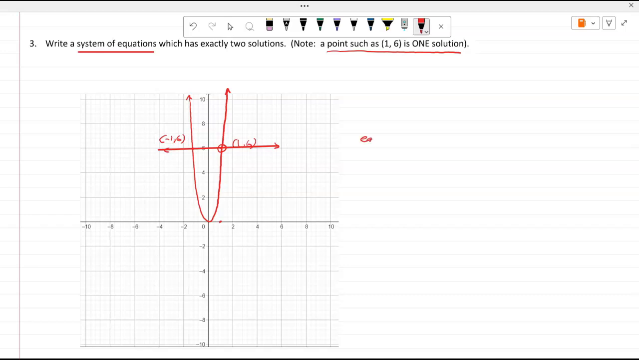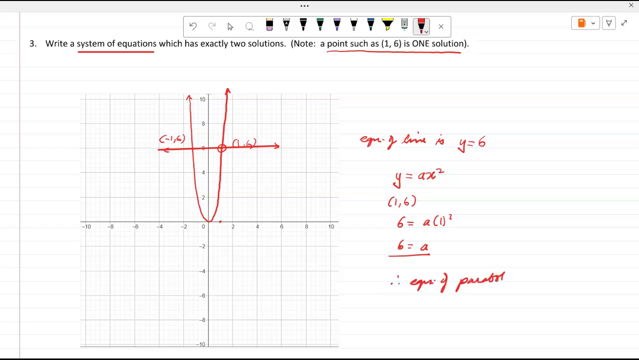So the equation of the line is y is equal to 6. Now the equation of the parabola, you assume as y is equal to ax squared. Why ax squared? a is a stretch factor. We don't know it, but (1, 6) lies on it, so 6 is equal to a into 1 squared. So a is 6. Therefore the equation of the parabola is y is equal to 6x squared.